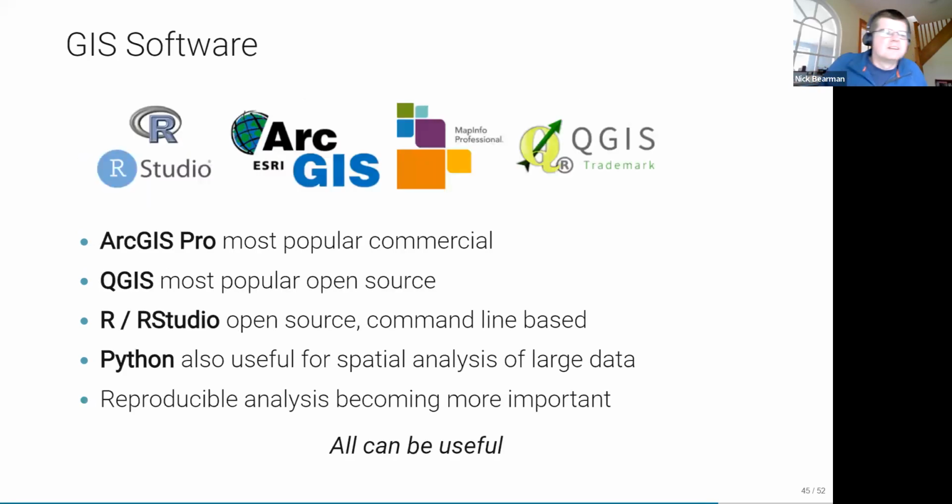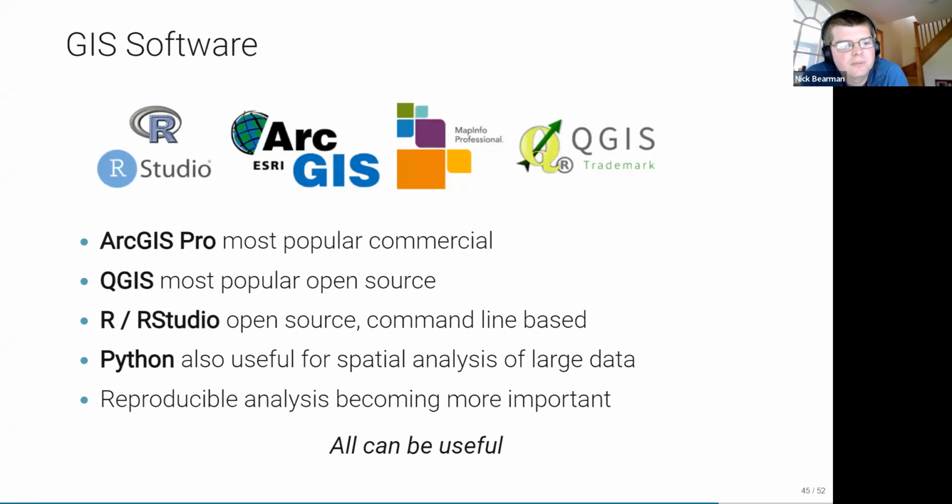Cool. So ArcGIS or ArcGIS Pro is the most common commercial software. There are others out there though. So QGIS is the most popular open source software. So if you dabbled in GIS, you've probably used one of those two.